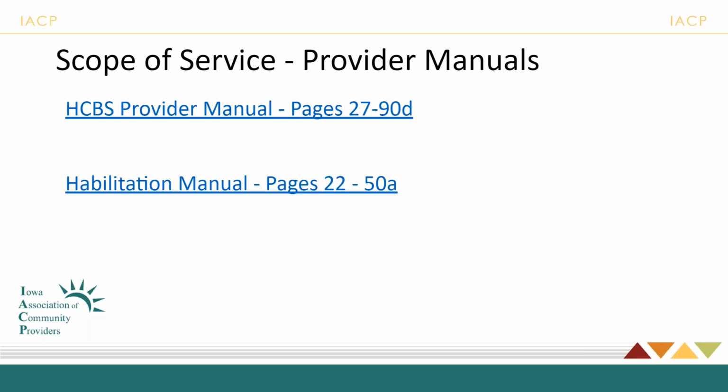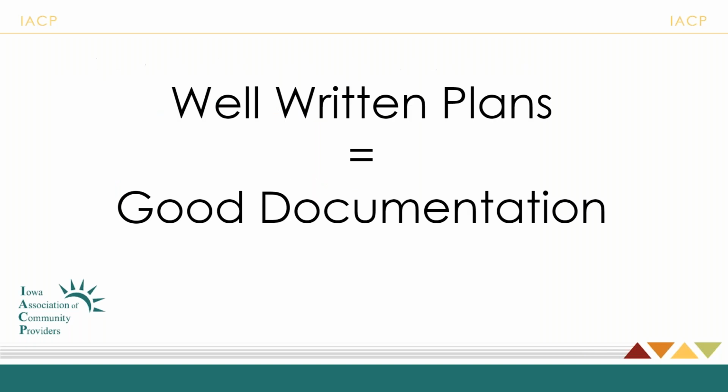The provider manuals are both listed here with links to them. You'll find the scope of services on pages 27 through 90 in the HCBS manual, and 22 through 50 in the habilitation manual. The habilitation manual does a really good job of giving various scenarios for services and saying, okay, in this scenario, the service would be covered, but in this scenario, it would not. So it really gives you a good picture of what they mean for that specific component of the service.